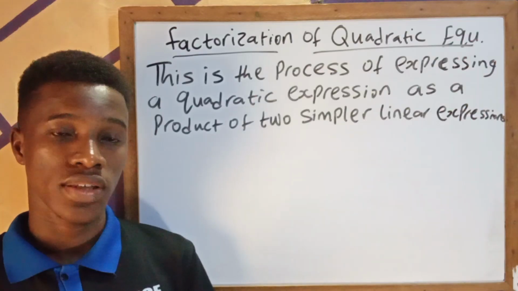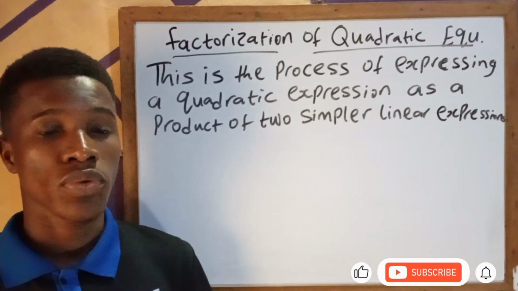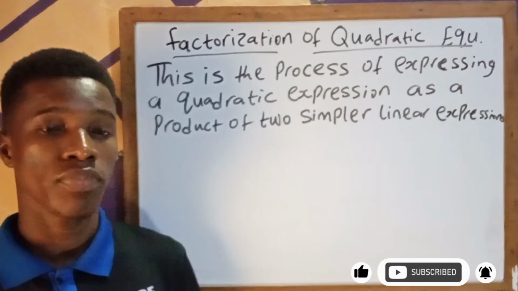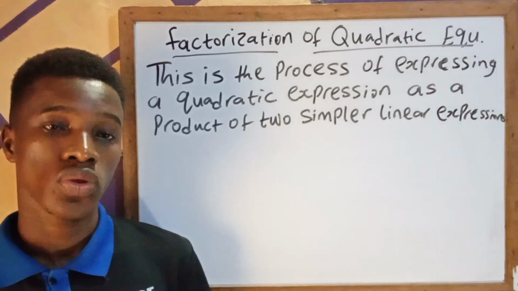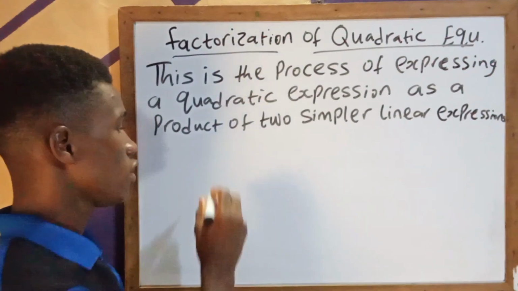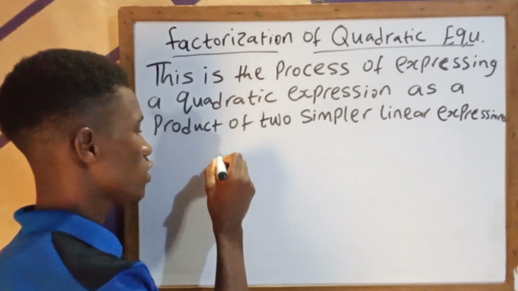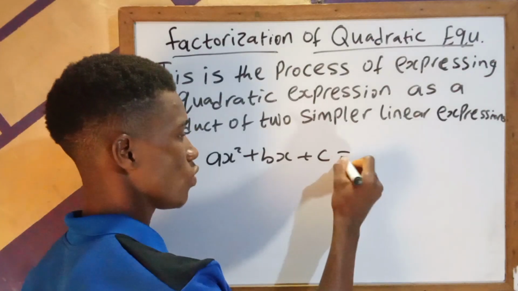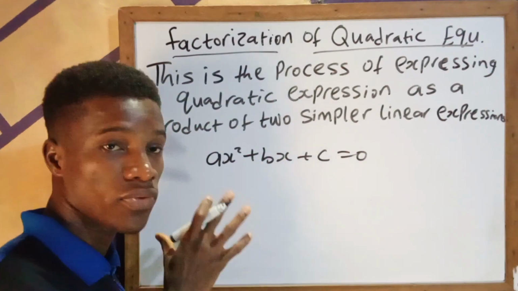So, let's dive in. Here we see that factorization is a process of expressing a quadratic equation as a product of two simpler linear expressions. So, what does this mean? In our previous video, we mentioned that the general quadratic equation is denoted by ax squared plus bx plus c equals 0. This is the general form of a quadratic equation.